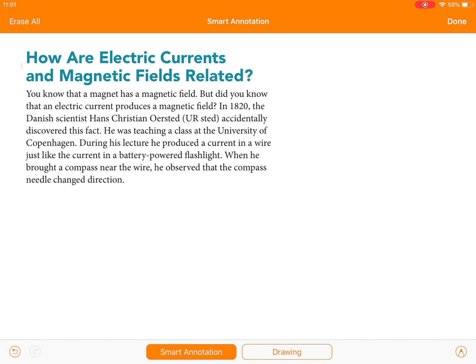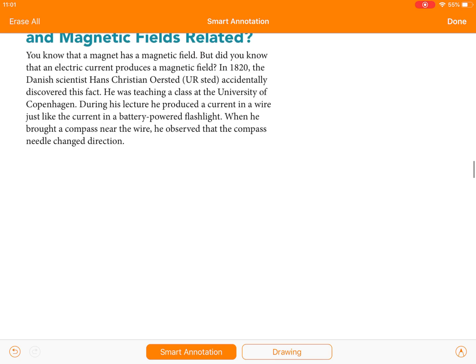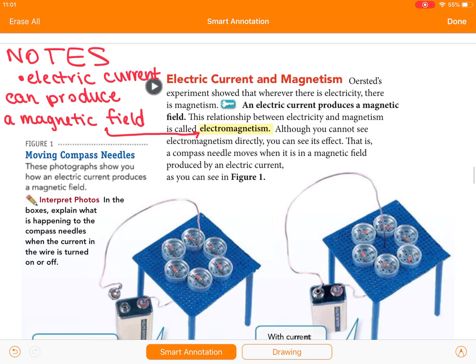A scientist back in the 1800s discovered that there was a very strong relationship between electric currents and magnetic fields. He was doing some testing with producing a current in a wire and was able to see that there was actually an effect on the compasses near the wires that managed to change their direction. So what did he find? He found that yes, an electric current can in fact produce a magnetic field, and this is something called electromagnetism.